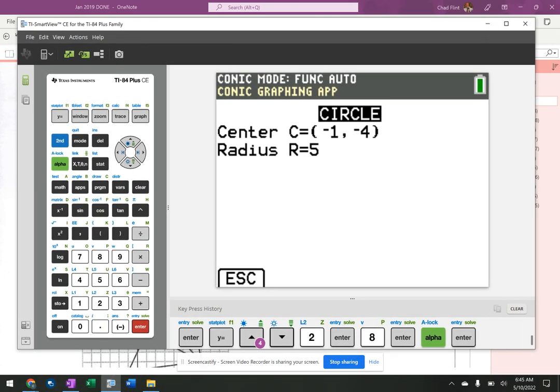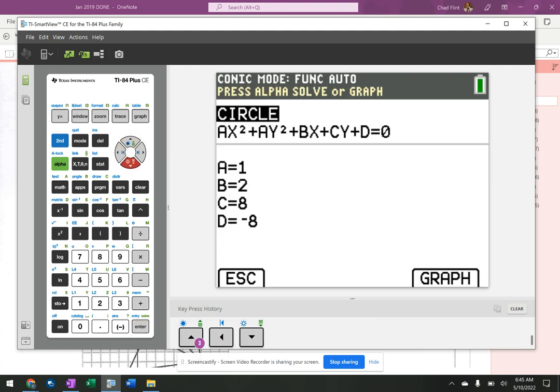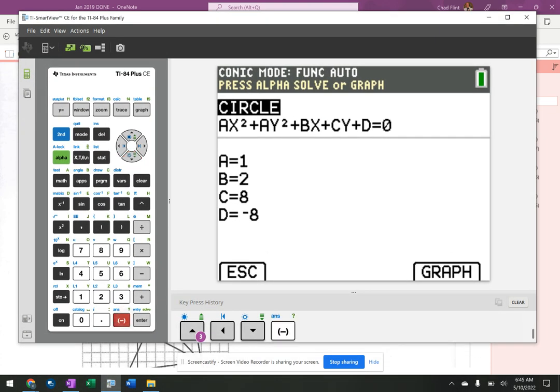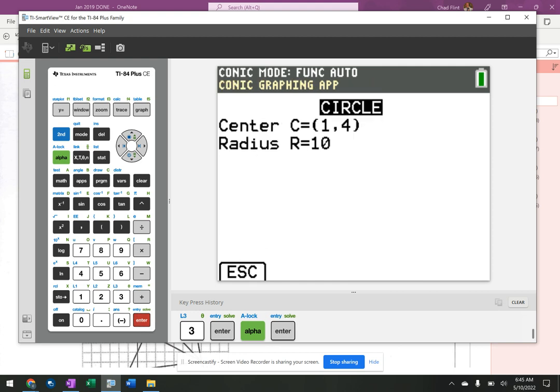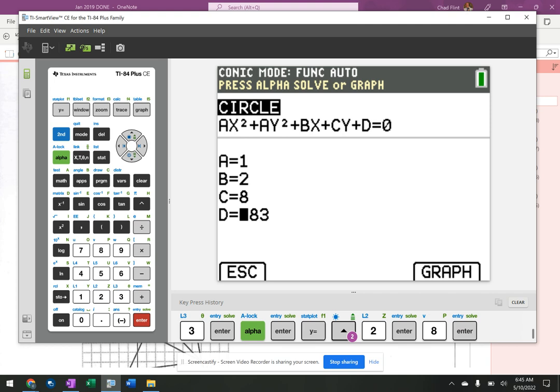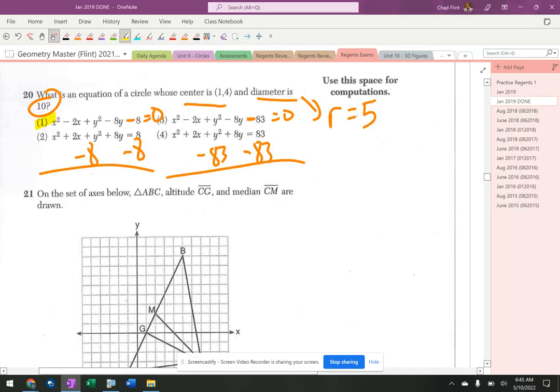Okay, and then for number 3, it was 1, -2, -8, and -83. Alpha, solve. Okay, radius is 10, trying to trick you. All right, they wanted the diameter to be 10. And then if I change that to 2, 8, it's just going to change the center. Alpha, enter. All right, comes out to be that. So that's why that's the answer.